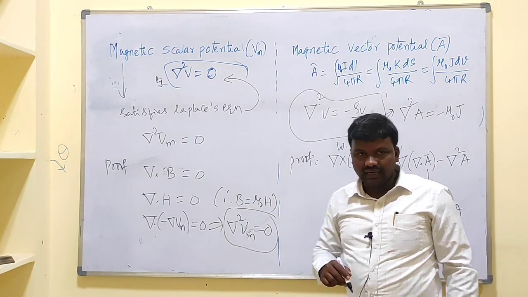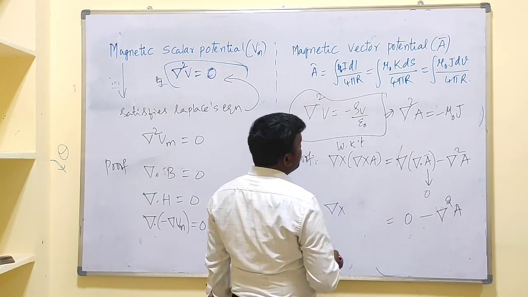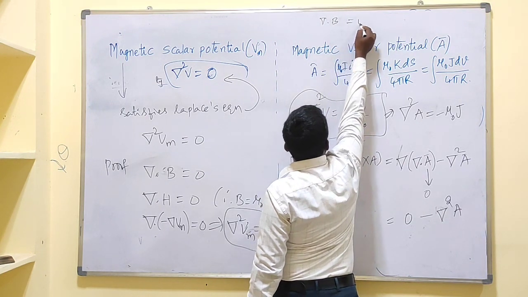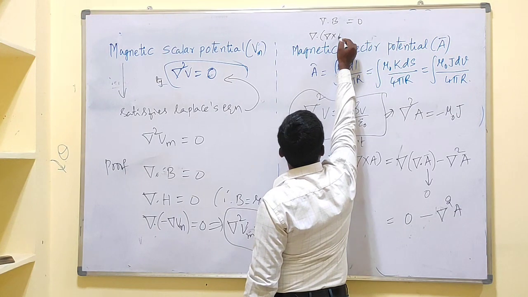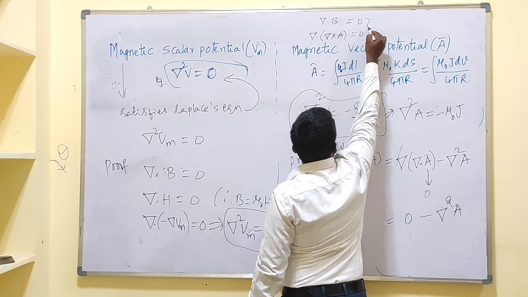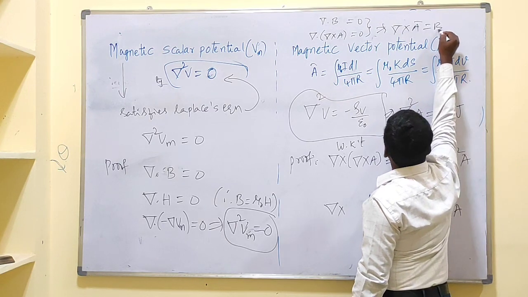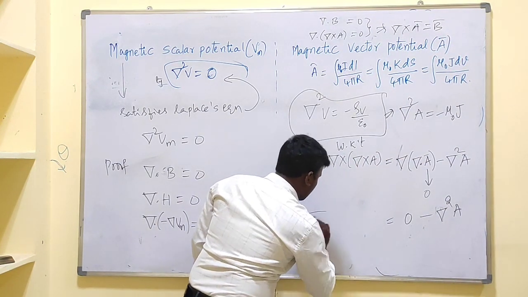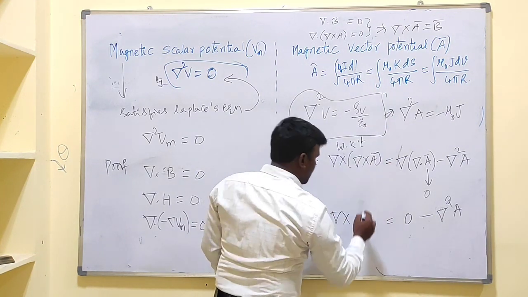Here I have del cross A, that is B, that is del dot B equal to 0. Divergence of curl of any vector is 0, that is del dot del cross A equal to 0. From this, del cross A is B. So that's why I can write this: del cross A is nothing but our B.